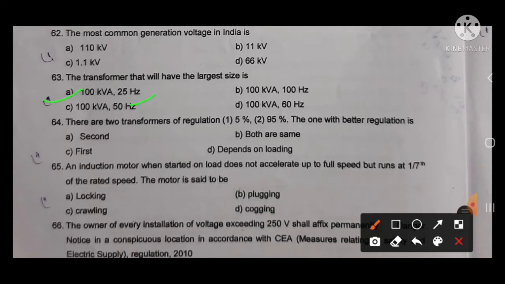There are two transformers with regulation, one is 5% and another is 95%, and the better regulation is the first one, 5%. An induction motor when started on load does not accelerate up to full speed, but runs at 1/7 of the rated speed, then this is known as crawling.